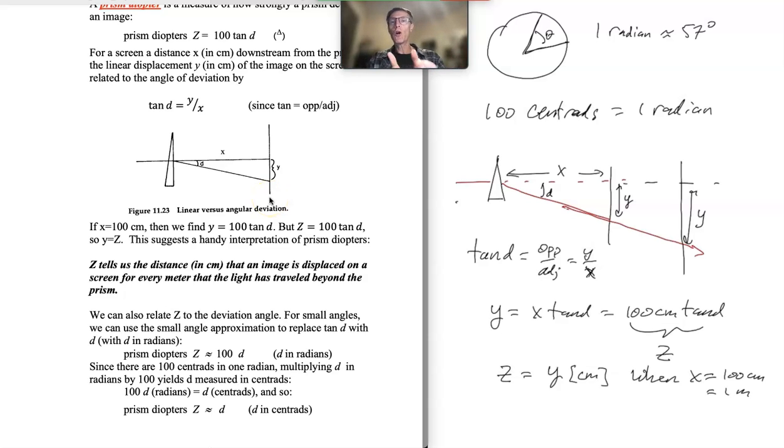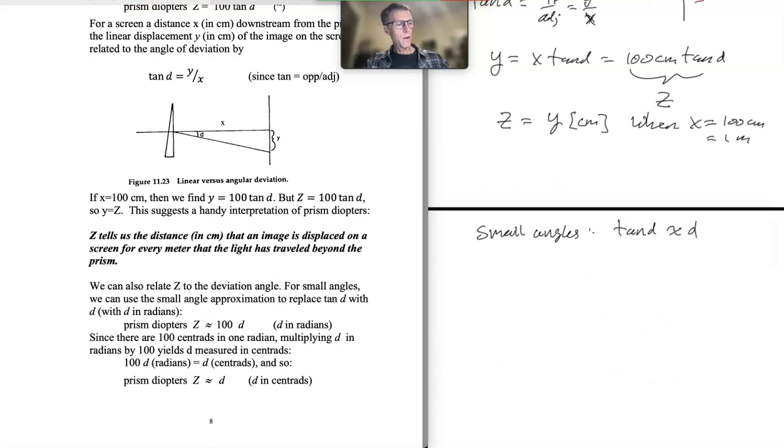So you can interpret the prism power as telling you something about how much the light ray is going to be deflected in traveling a meter. And if you need to know how far it's deflected for different distances, then you just use this proportionality to figure that out. Now, for small angles, we know that the tangent of an angle is approximately equal to the angle itself, as long as we measure everything in radians. And the deviation angle is usually fairly small, especially for thin prisms, which are the prisms we're likely to encounter. So that's usually a fair approximation.